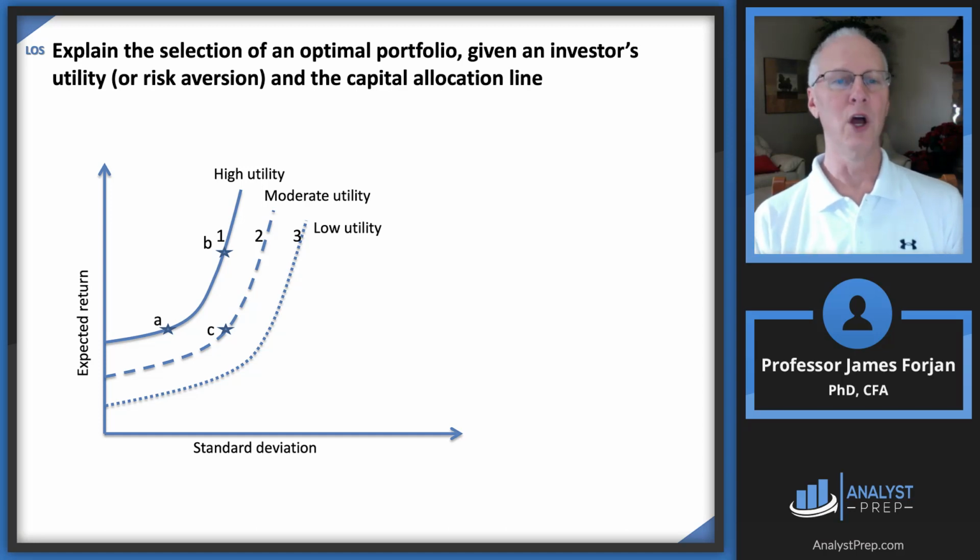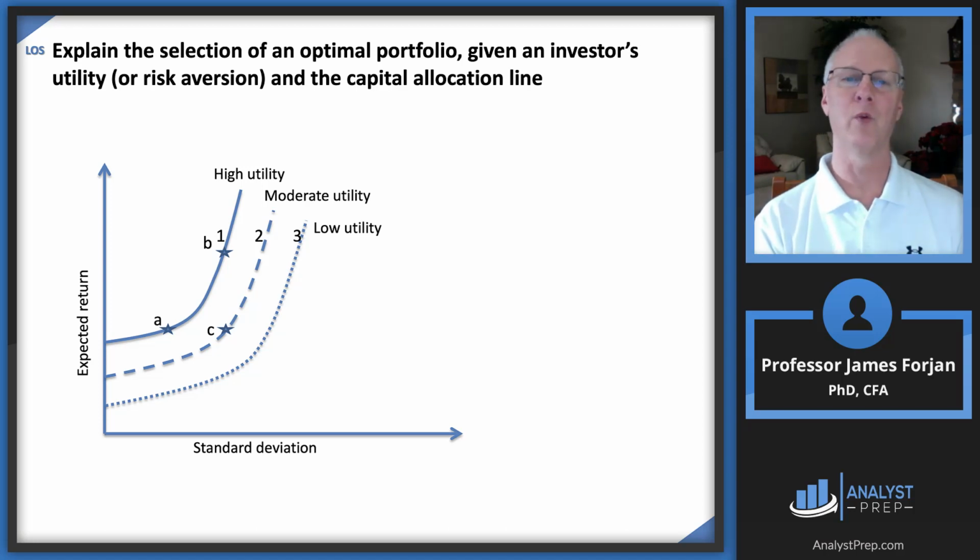What are we trying to do? We're trying to move to that northwest corner. So the closer we get to that northwest corner, the higher is our satisfaction, the higher is our utility. Way down in the bottom right, we have low utility. We don't want to take lots of standard deviation. We don't want to take lots of risk and have a low return.